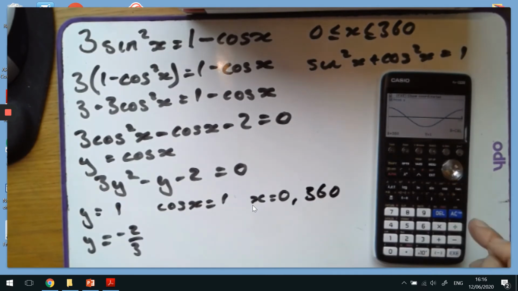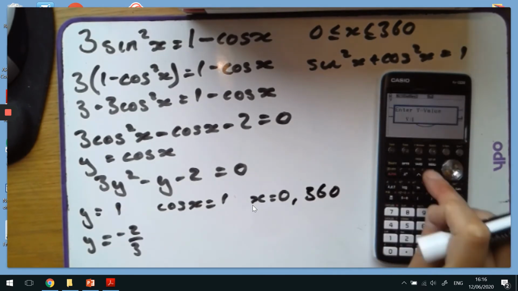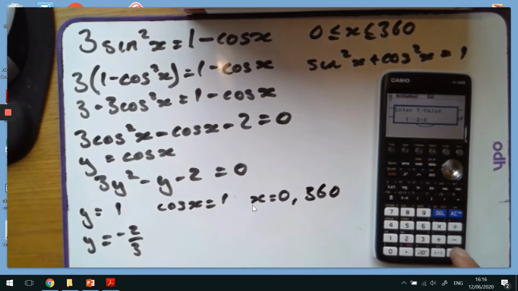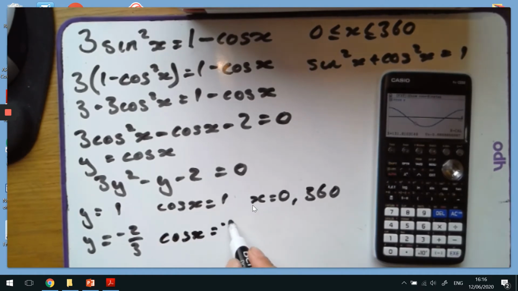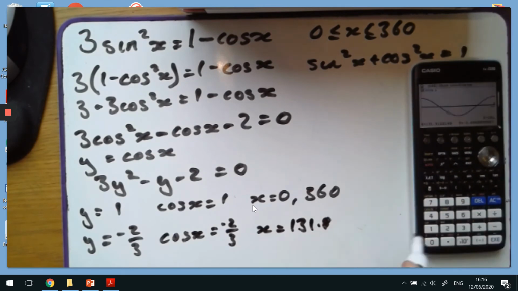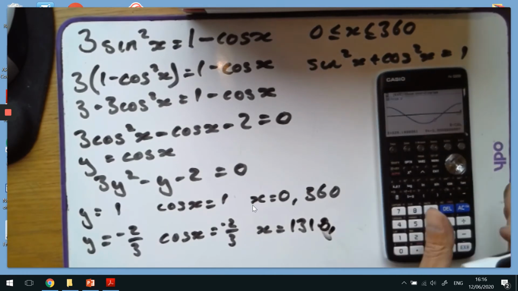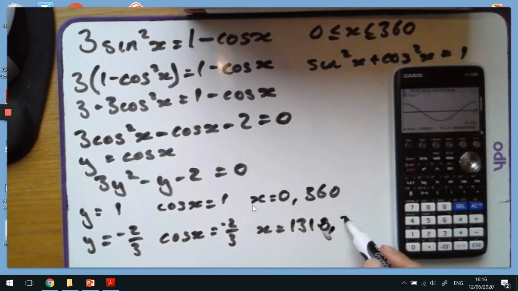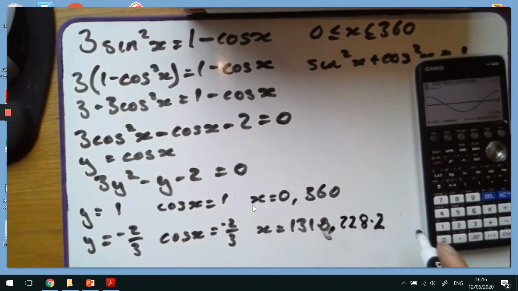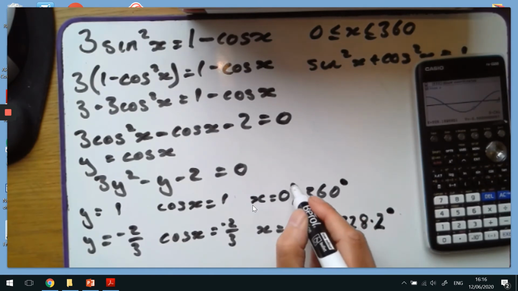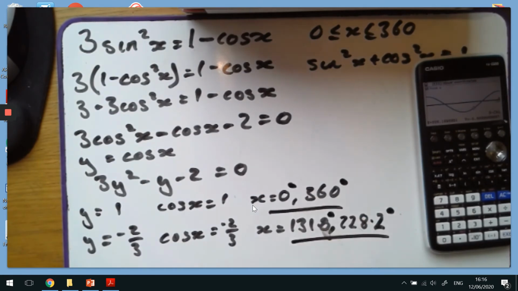360. Okay. And then we need to do the G-solve again on minus 2 divided by 3. So I've got cos of x equals minus 2/3. So that gives me x equals 131.8 and 228.2 degrees to 1 decimal place. Okay, so 4 solutions to that one.